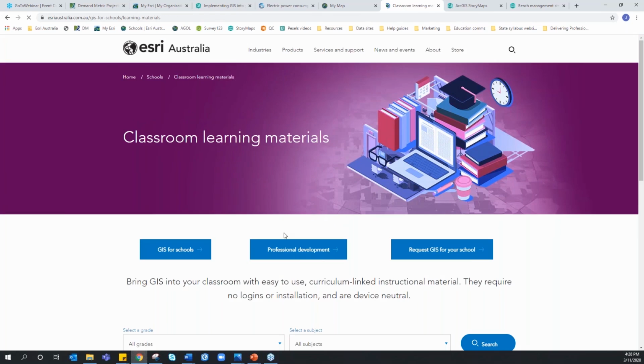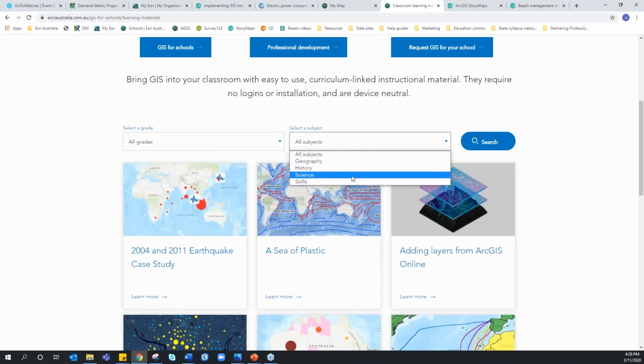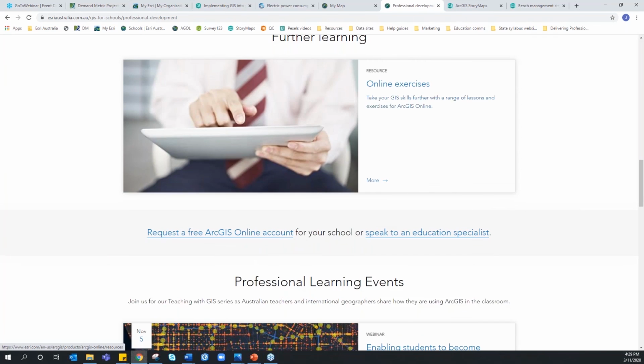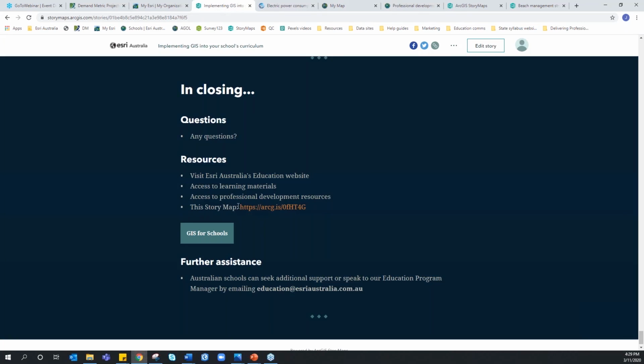And again, another reason that I encourage the bookmarking of this website is we've got our learning materials. You can search by year level, you can search by subjects, and also some skills PDFs, skills guides for students and teachers. And I think I forgot to mention that at the bottom of this PD page, we've also got things like our webinars as well. So a good place to keep an eye out for free professional development opportunities too. Again, if you wanted to save the story map, there's the URL.